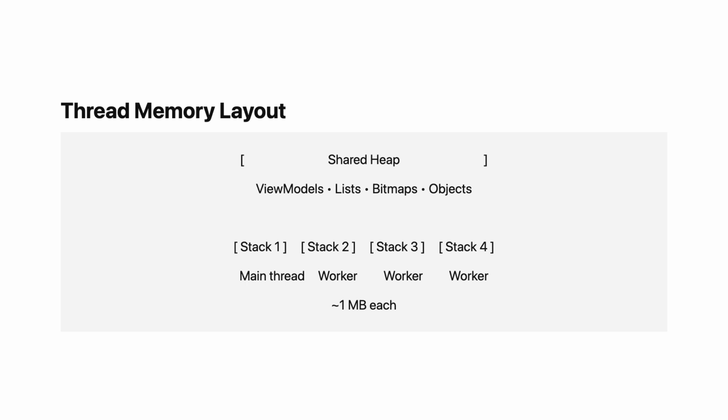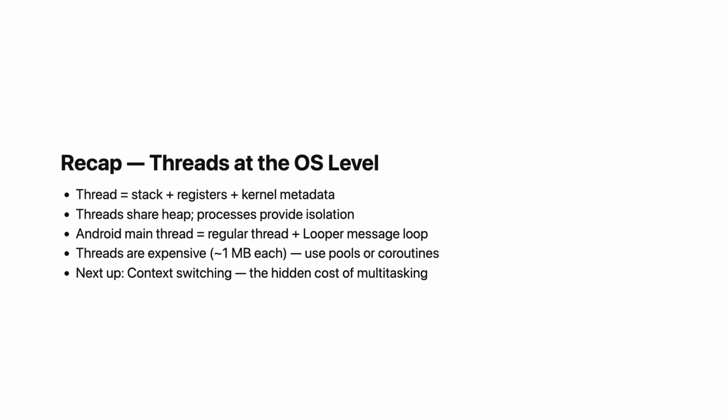The register state for each thread is saved in kernel memory when the thread is not actively running. When the scheduler picks a thread to run, it loads that thread's saved registers into the CPU and points the stack pointer at that thread's stack. The CPU then resumes execution exactly where the thread left off. This loading and unloading of state is the context switch, and it is the topic of our next video.